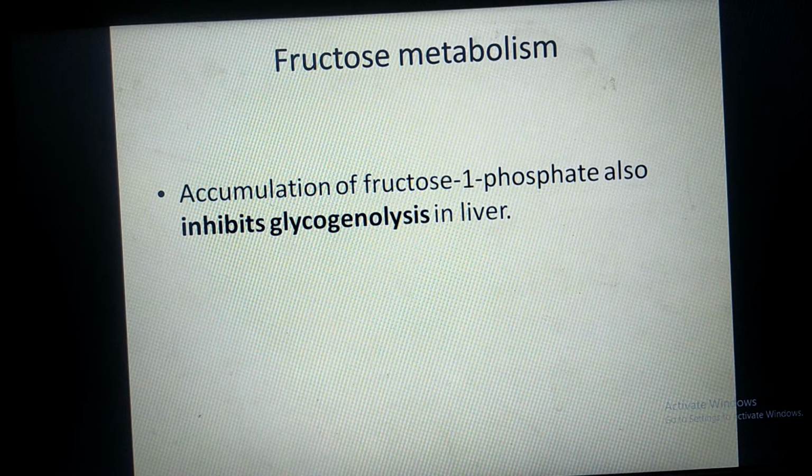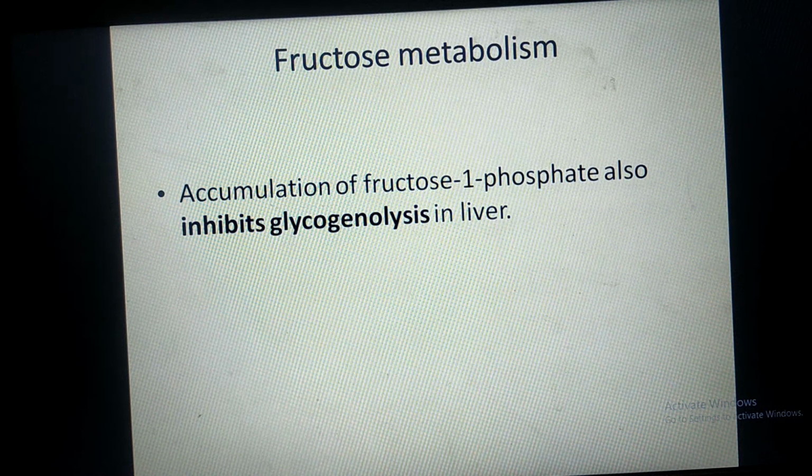When fructose 1-phosphate is not utilized, it gets accumulated in the liver and it inhibits a process called glycogenolysis. When glycogenolysis is inhibited, the patient often goes into hypoglycemia because his blood glucose level falls in the post-absorptive state. In the post-absorptive state, the main supplier of glucose is the breakdown of glycogen, that is glycogenolysis.